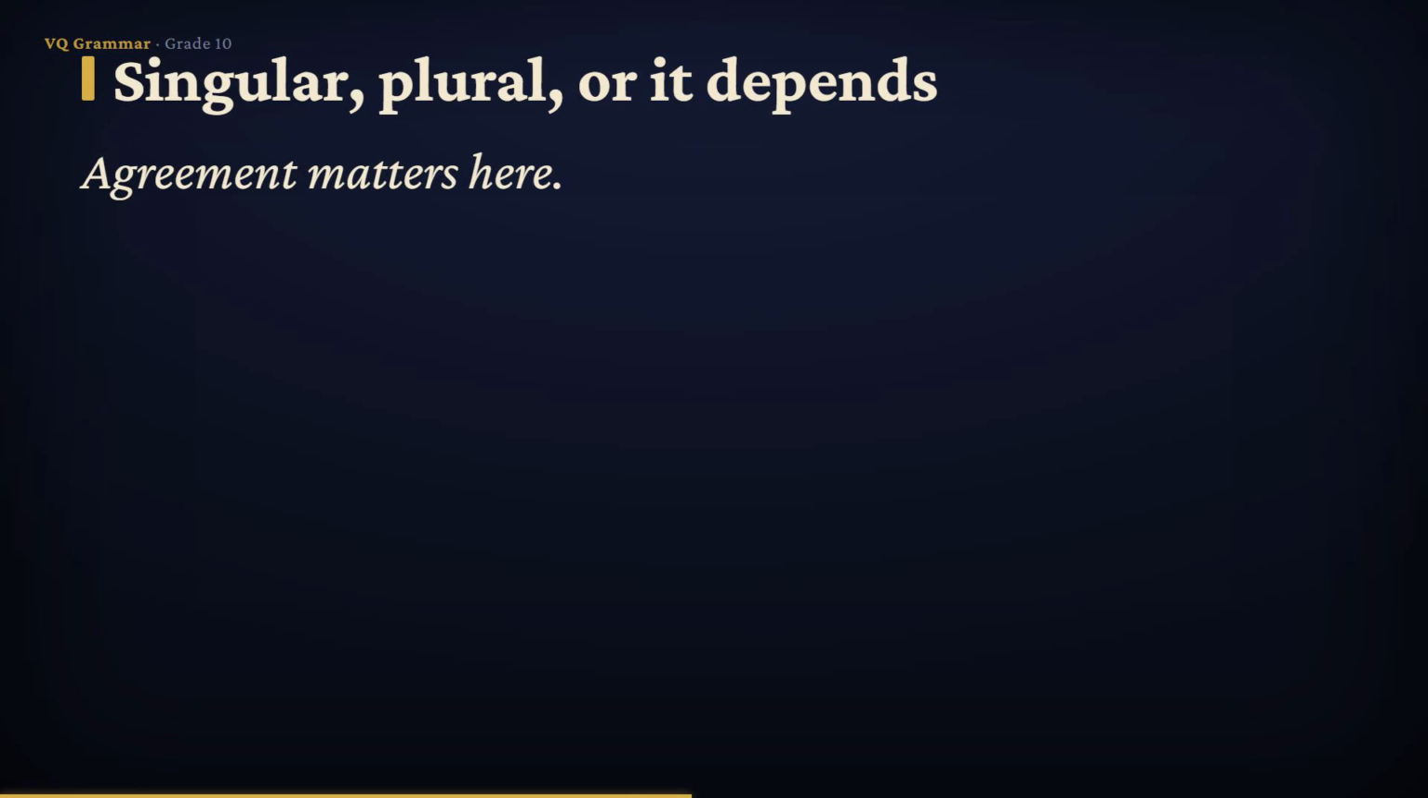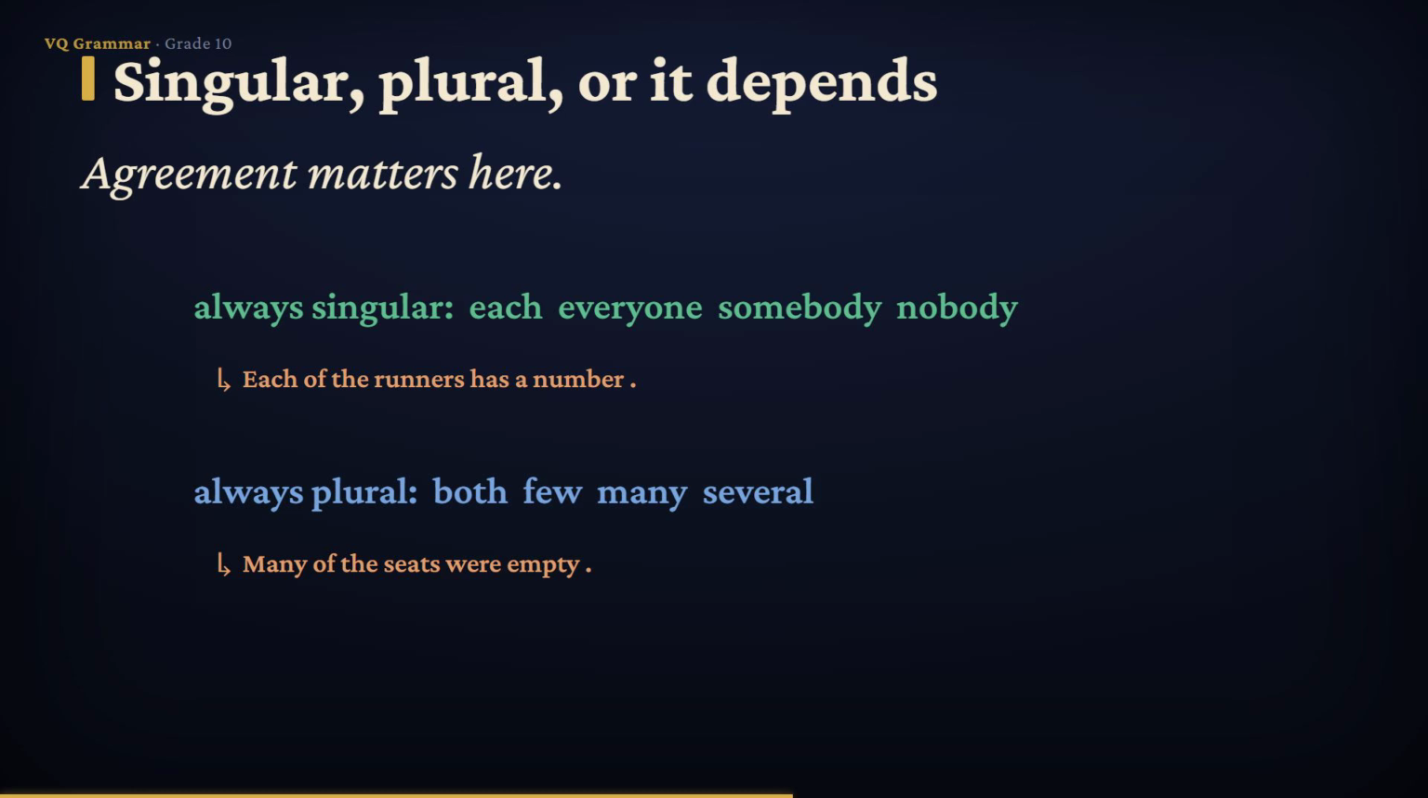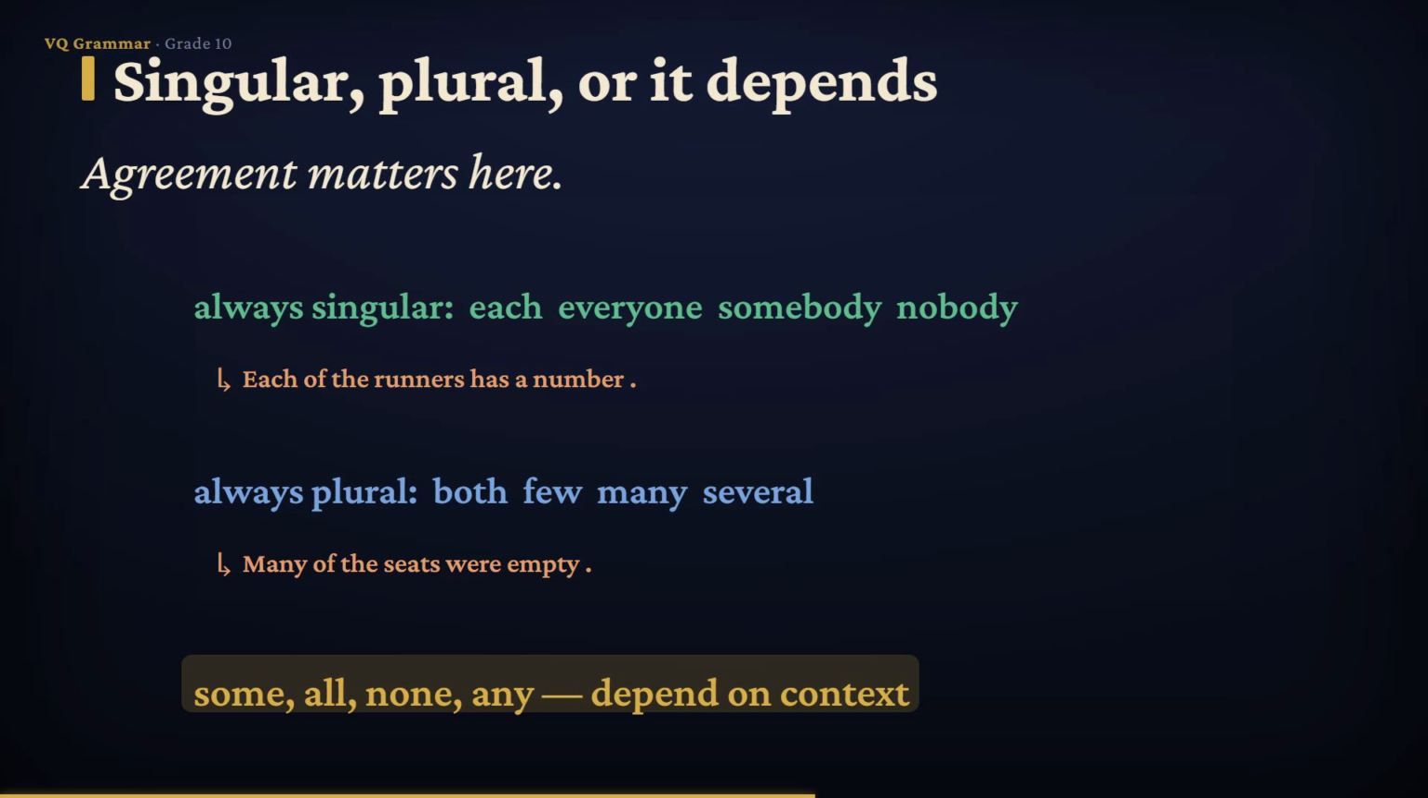Here's the part that trips people up, so listen closely. Indefinite pronouns control whether the verb is singular or plural, and they fall into 3 camps. First, some are always singular. Each, everyone, somebody, nobody. We say each of the runners has a number, with the singular verb has. Second, some are always plural. Both, few, many, several. We say many of the seats were empty, with the plural verb were. And third, a handful depend on context. Words like some, all, none, and any. These can be singular or plural depending on what they point to. Getting the verb to agree with the pronoun is the whole game.